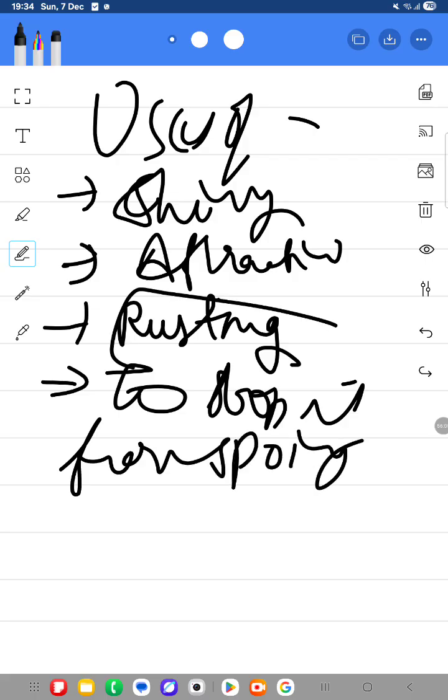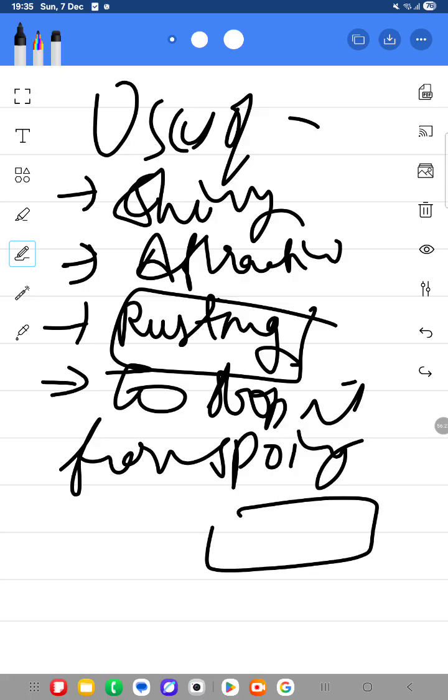Do you know what is rusting? Rusting means depositing a layer of hydrogen oxide over another metal. If you have seen an iron rod, after a few years the shiny rod converts into a reddish rod. That is by the process of rusting.